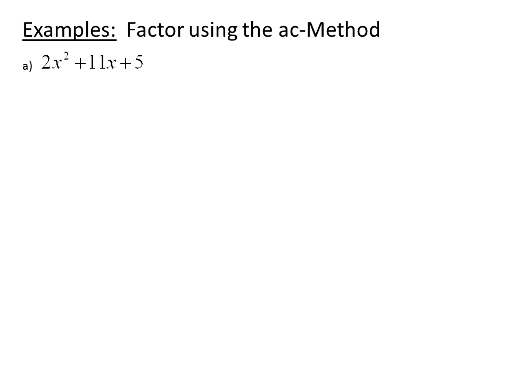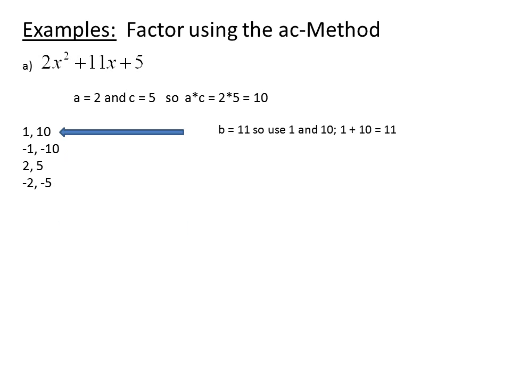A little bit quicker. We want to factor using the AC method, and our next example is 2x squared plus 11x plus 5. Our A value here is 2 and our C value is 5, so we need to multiply them together to get 10. Next, we're going to make a list of factor pairs for positive 10, and we want to choose the pair that adds to be 11. So we're going to choose 1 and 10.